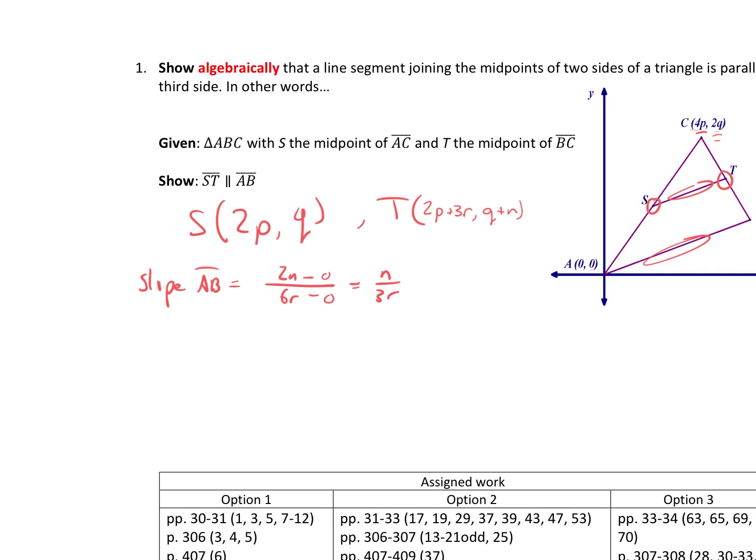And then slope of ST, and I've got those coordinates right above me here. Which way is going to be easy? Let's do this way. Whoops, not that one. Do the y's first. Q plus N minus Q over 2P plus 3R minus 2P. Well, guess what? That's N over 3R. Yay! Life is good. They are parallel because the slopes are congruent. Okay, that's it. I will see you in class.